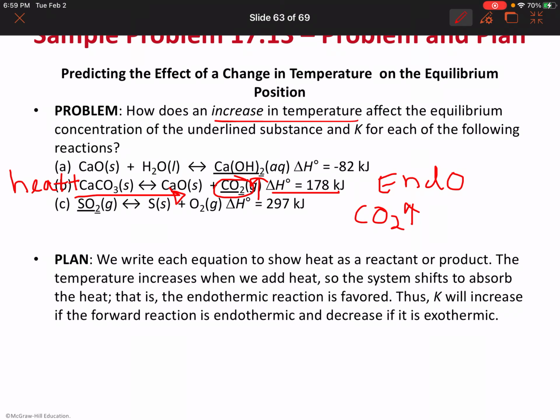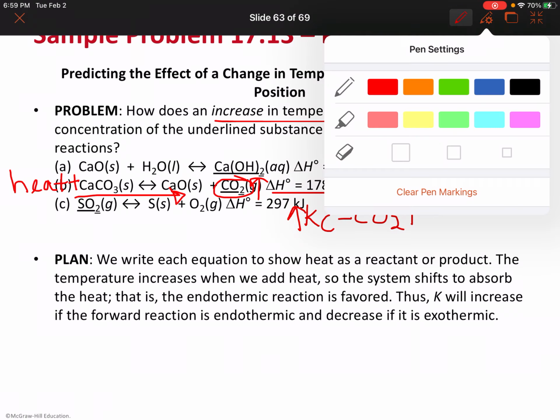So what happened to the equilibrium constant Kc? Kc will also increase. And in fact, in the Kc expression, we can only put carbon dioxide since calcium oxide and calcium carbonate are solids. So Kc will increase, the carbon dioxide concentration increases, and the reaction will proceed making more of the products, shifting equilibrium to make more of the products. Okay, going from left to right. Now what about the next one?